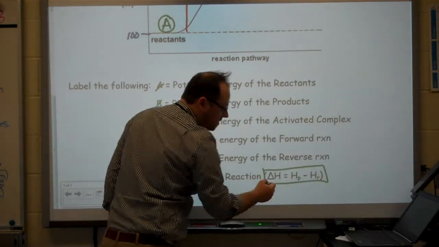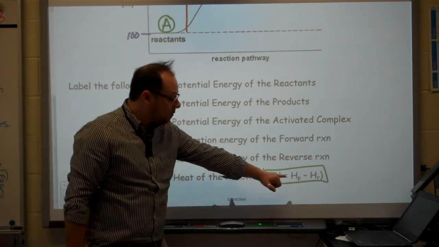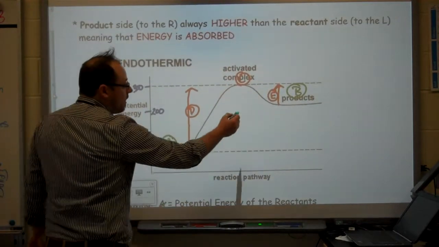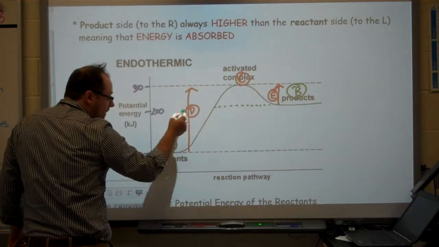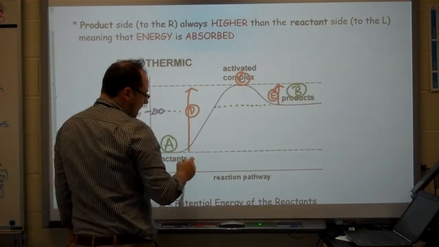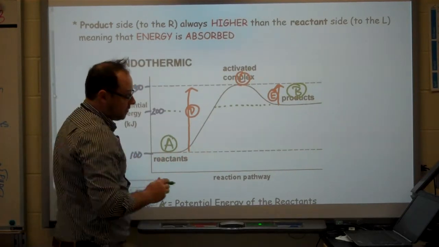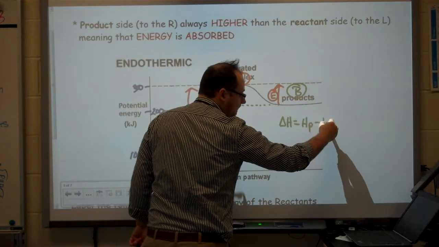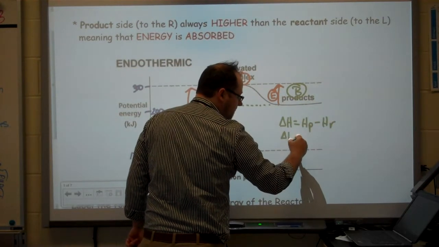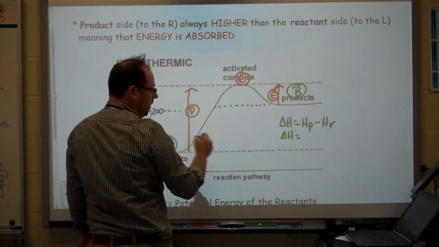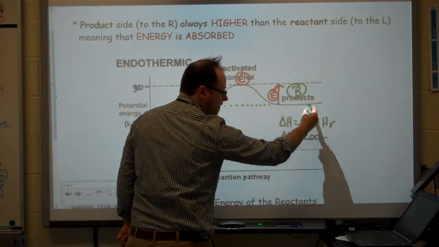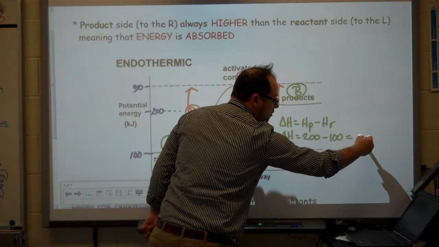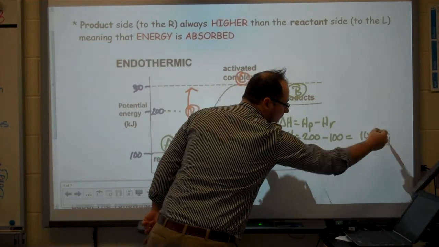Now, heat of the reaction is kind of important to remember. You don't get this equation on Table T. You've got to take the heat of the products minus the heat of the reactants to figure it out. The products had a heat we drew in of about 200 kilojoules, and the reactants had a heat of about 100 kilojoules. So delta H equals the heat of the products minus the heat of the reactants. Delta H in this case equals 200 minus 100, and that value is 100 kilojoules.